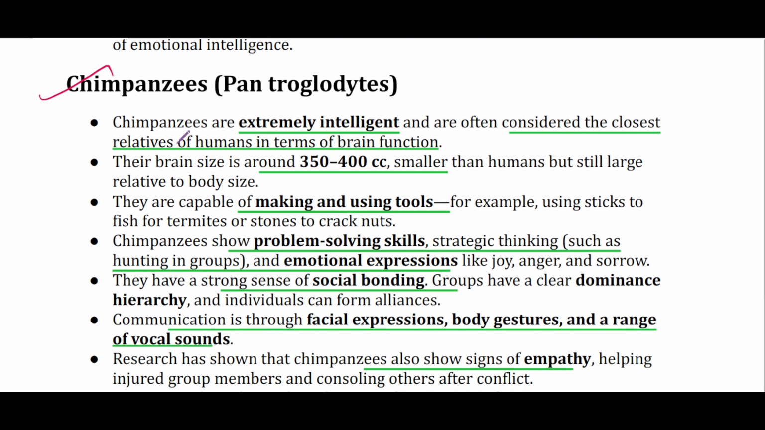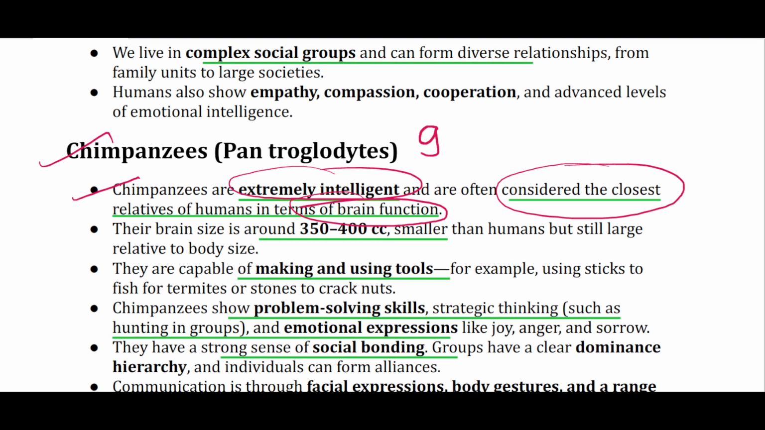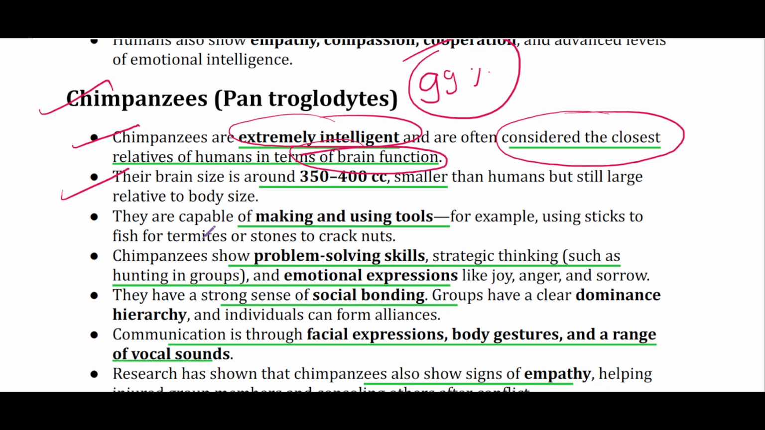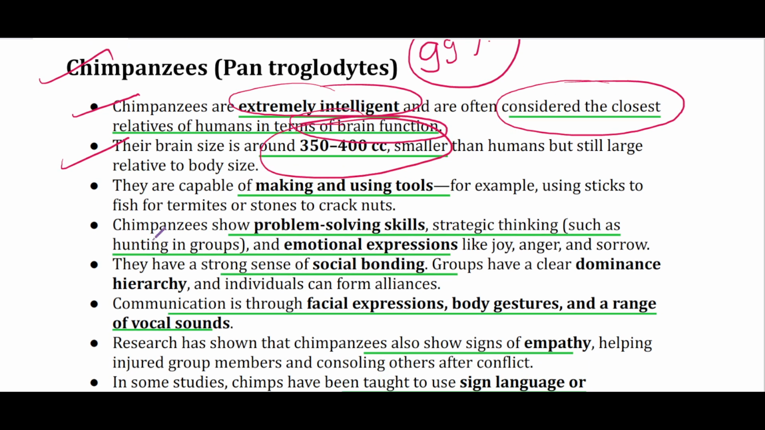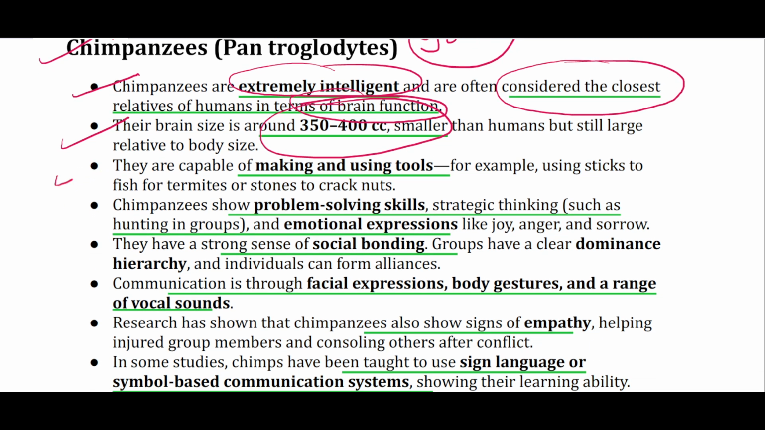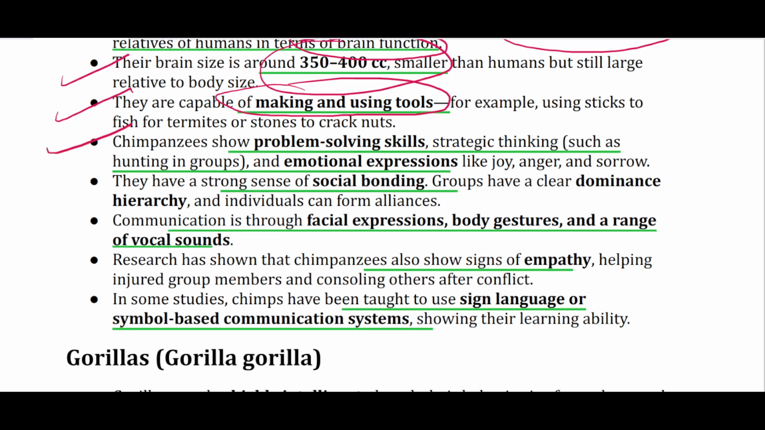Now chimpanzees. Chimpanzees are also extremely intelligent and considered the closest relative of humans in terms of brain function. Because with chimpanzees we share almost 99% of our DNA. And the brain size is 350 to 400 cc, and they are capable of making and using tools. And they show problem solving skills, strategic thinking, such as hunting in groups, and emotional expressions.